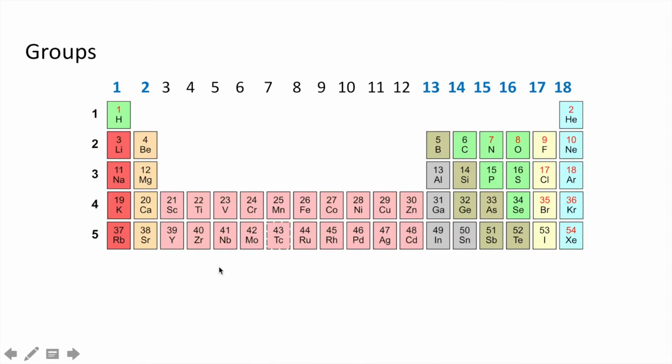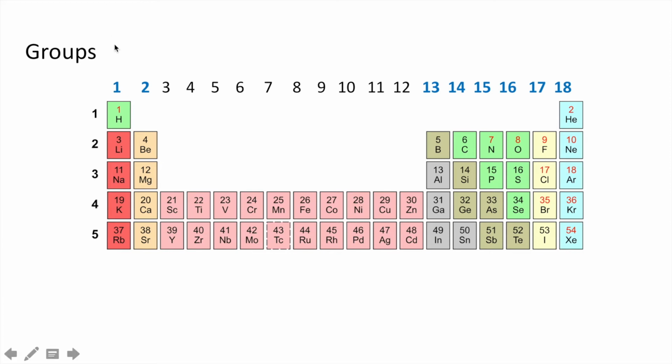Let me show you how the groups are situated. So here's the periodic table. And we already learned that periods are the rows. So here's period 1, 2, 3, 4, and 5. And remember, those are the rows of the periodic table, and this will help you to determine how many electron shells there are for your atom.